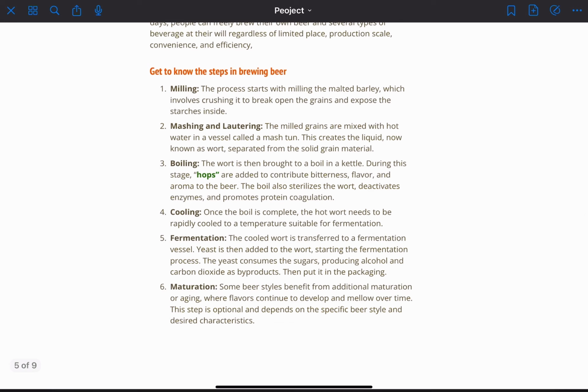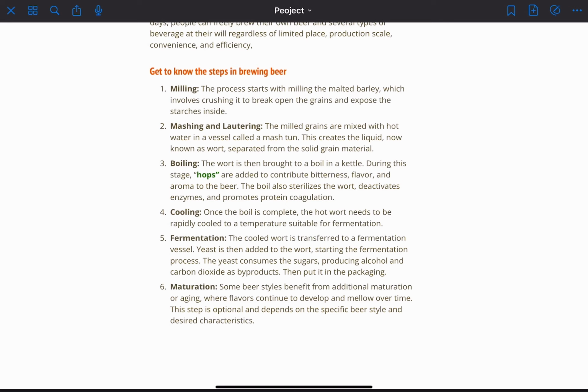Next is cooling. Once the boil is complete, the hot wort needs to be rapidly cooled to a temperature suitable for fermentation, which is the next step. The cool wort is then transferred to a fermentation vessel. Yeast is then added to the wort, starting the fermentation process. The yeast consumes the sugars, producing alcohol and carbon dioxide as a byproduct, then it is put into packaging.